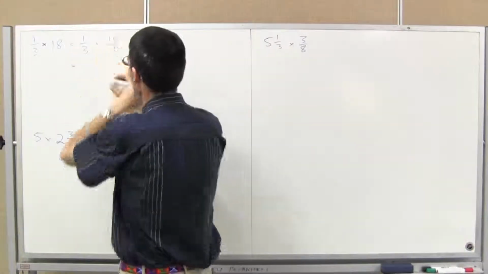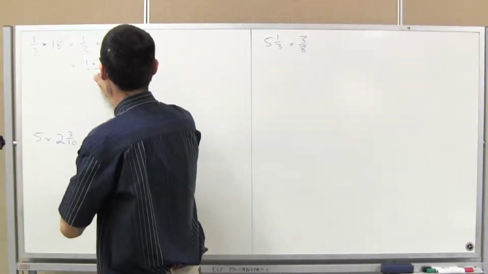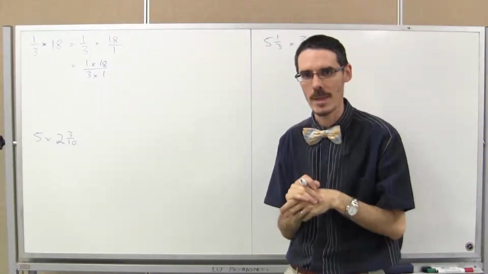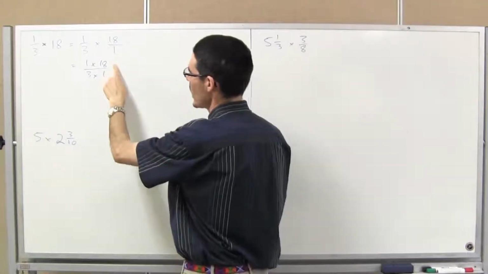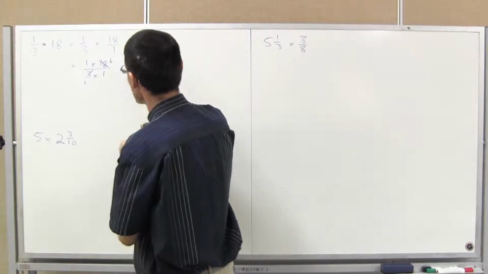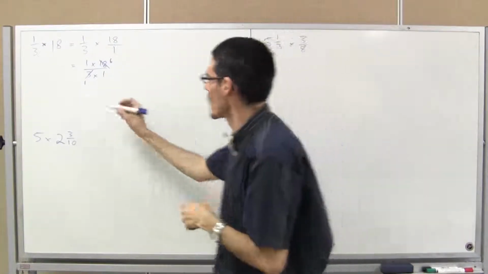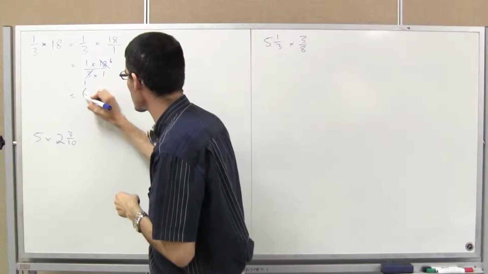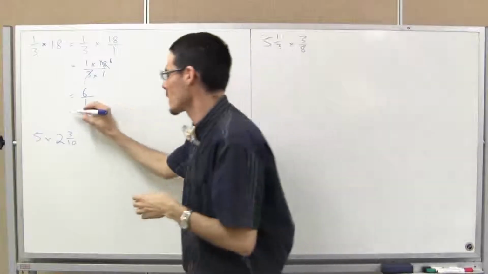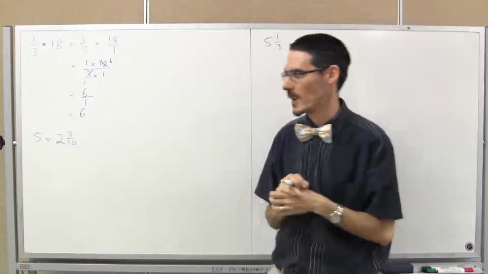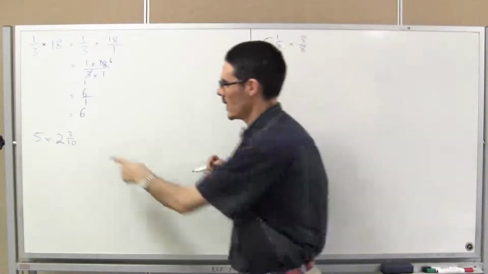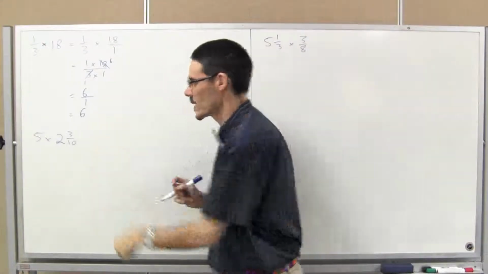Multiply across the top, 1 times 18, and across the bottom, 3 times 1. Are there any common factors? Yes, there are. 3 goes into both. 3 goes into 3 once, and 3 goes into 18 6 times. So what I've got is 1 times 6 is 6, and 1 times 1 is 1, which you can just write as 6, not even a fraction. Simple enough? All right, 5 times 2 3/10.